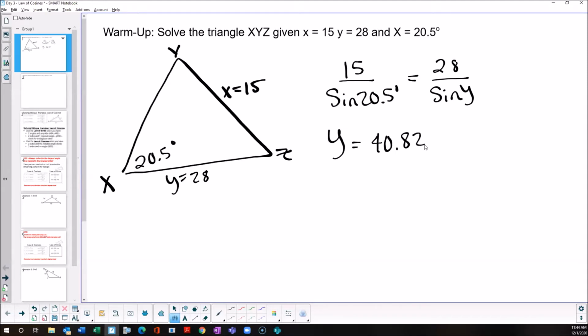40.823? What did you do? I did sine of 20.5 times 28, oh sorry, 28 divided by 15. Okay, and then did you round or anything yet? Don't round yet. So you should have 0.6537 something. Then do second sine, second answer.